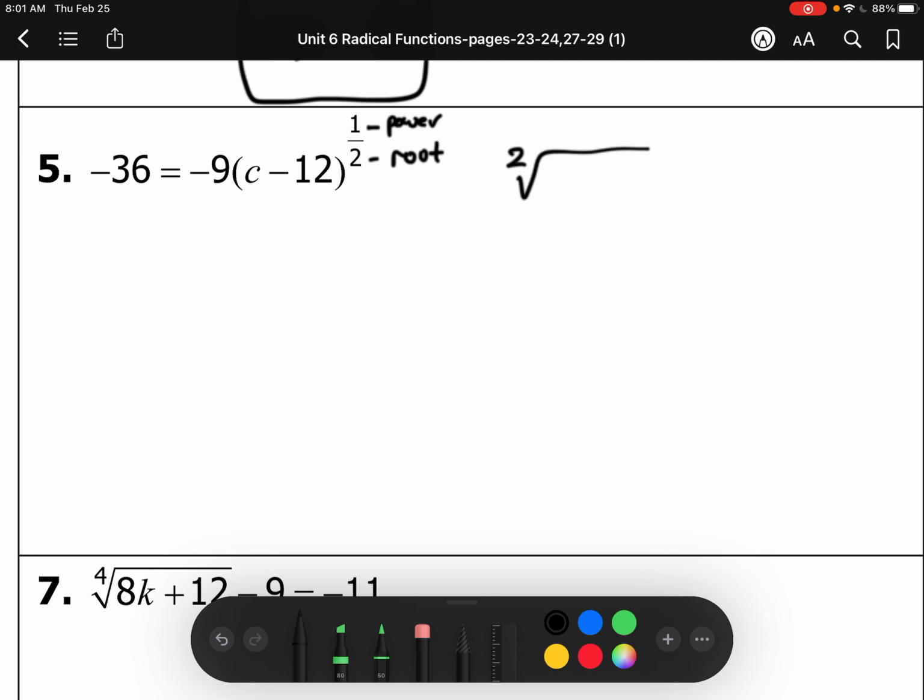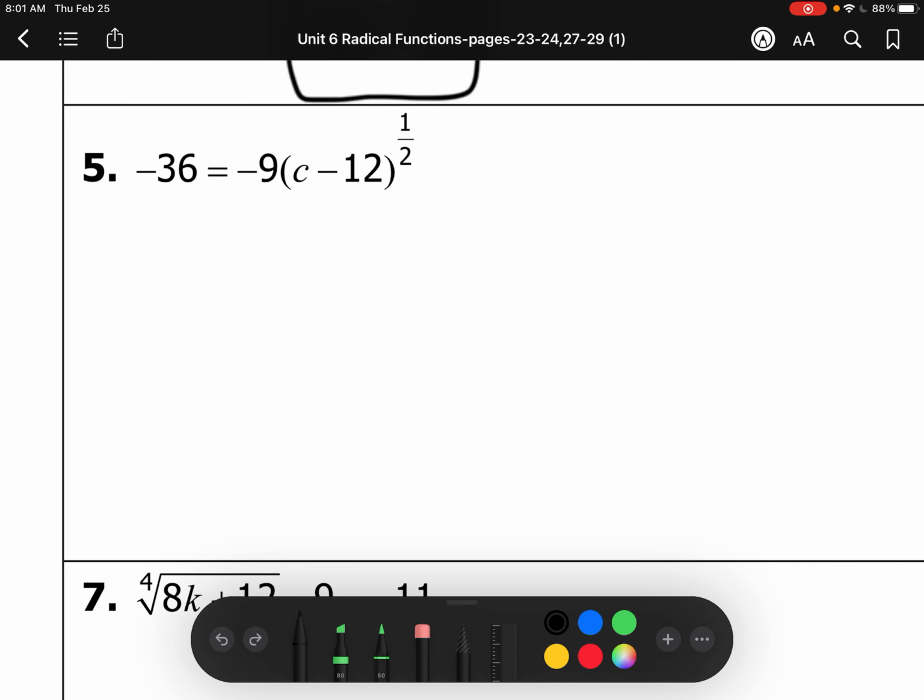So this would be the second root of something raised to the first power. So it's just a square root of something, right? So whenever you see 1 over 2, it's a square root. If you see 1 over 3 as an exponent, that's cube root. If you see 1 over 4, that's the fourth root. So you have a couple options here. You could just change this to a radical, or you can keep it the same. I'm going to show you guys both ways real quick because it'll be the same thing.